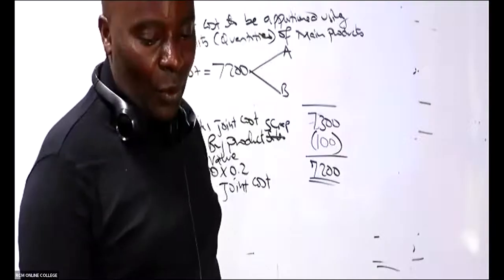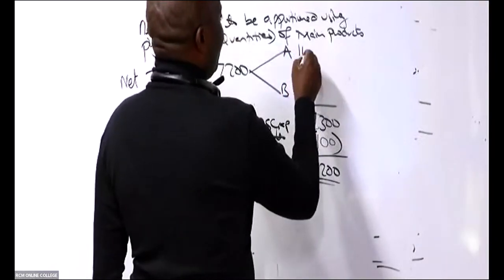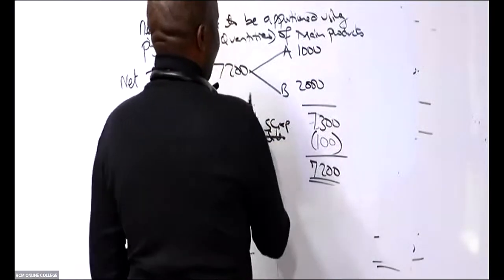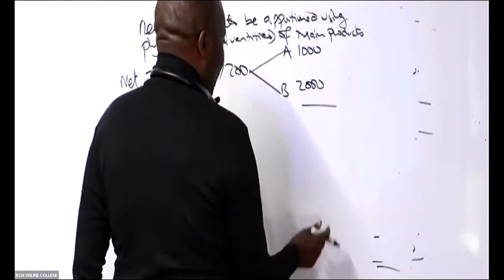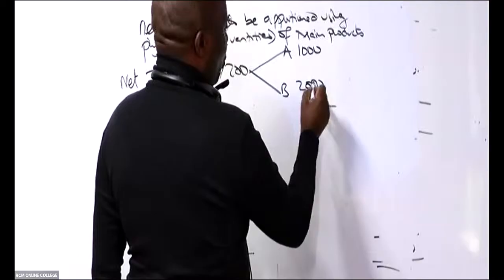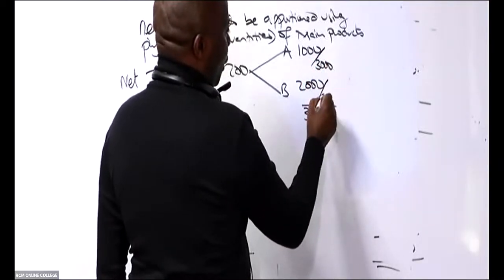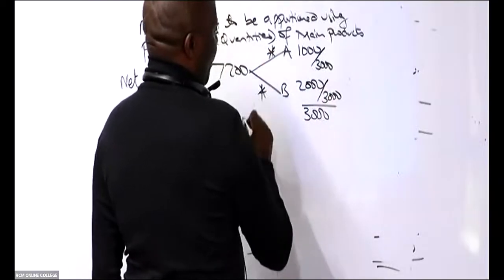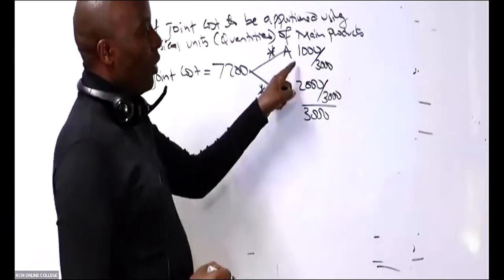So this is 1,000 and this is 2,000. If you add the two, you get 3,000. So proportion wise, this will be 1,000 over 3,000 and 2,000 over 3,000. Now you can do your multiplications. You take 7,200 times 1 over 3.